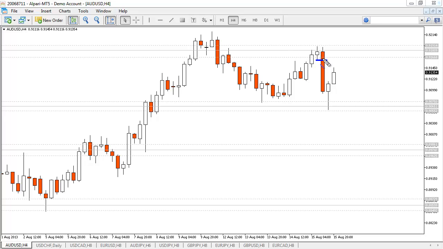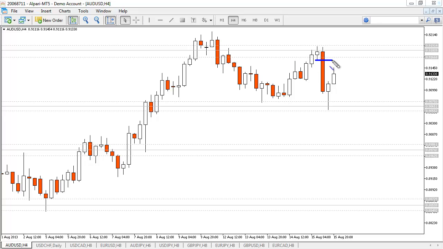So when the sellers are able to create a lower low over the previous low, which was here, when sellers are able to push lower than that previous low, that tells me that sellers have taken control of the market. That's why I usually use the low of the indecision candle as my entry trigger. And in this case, the low of the indecision candle was the entry trigger for this trade.